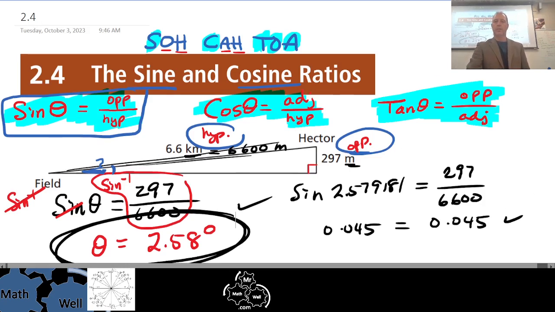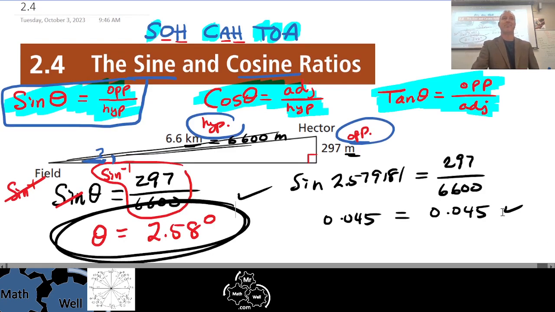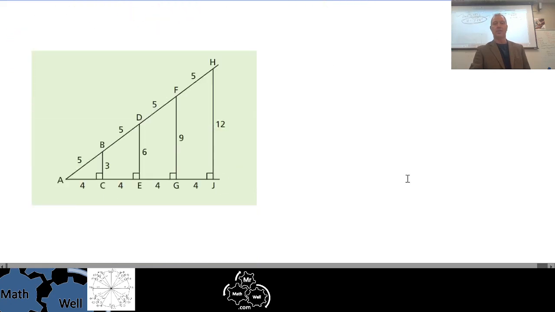Okay, any questions about that? Anybody? Pretty easy? It's very similar to the previous lesson on tan, isn't it? It's just a different button on your calculator, doing everything the same.